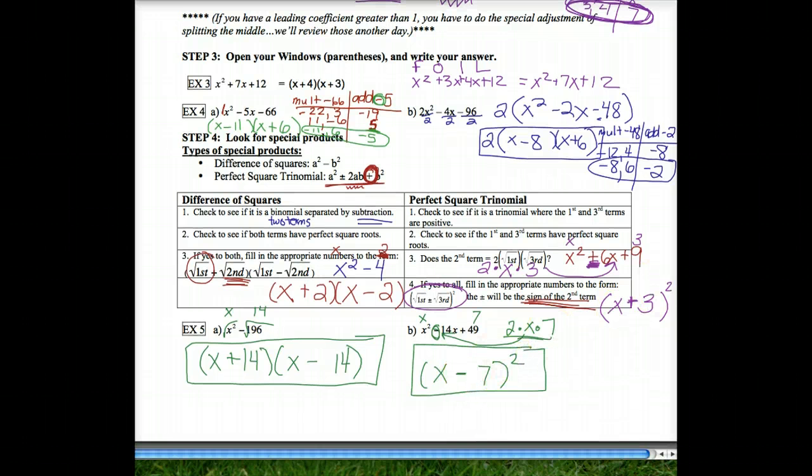Hopefully you now remember this factoring. None of this is new, all Algebra 1. So we need to practice, practice, practice if you're not already feeling comfortable with it. But that is it for this review.